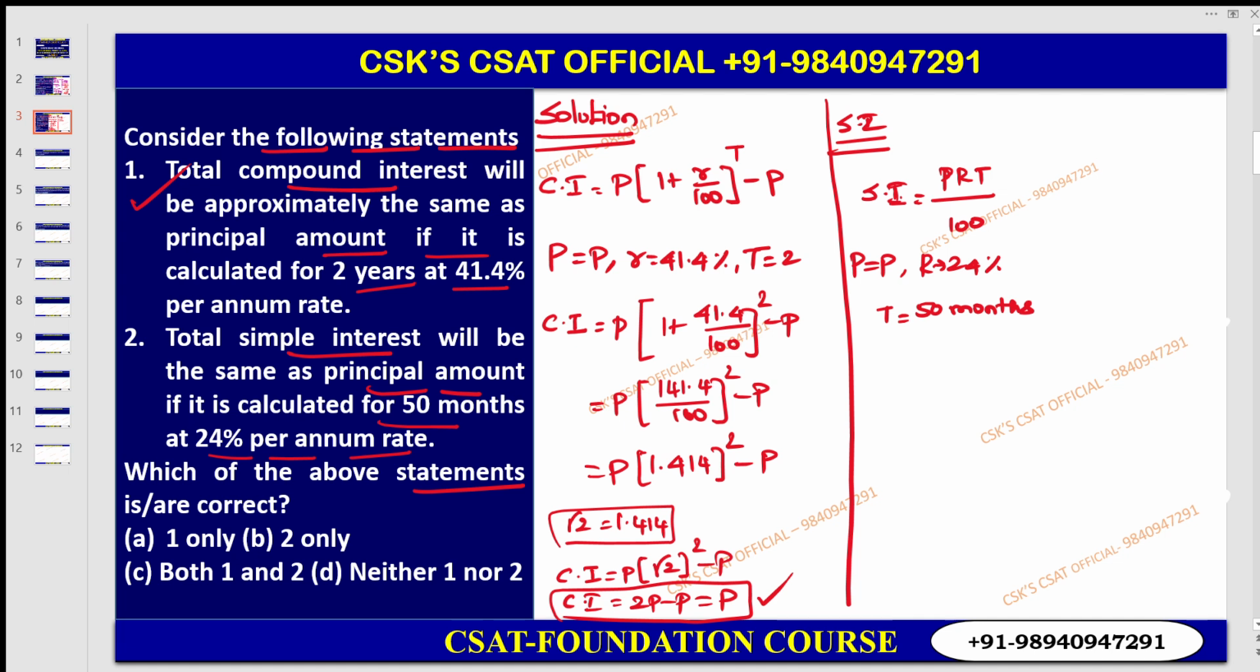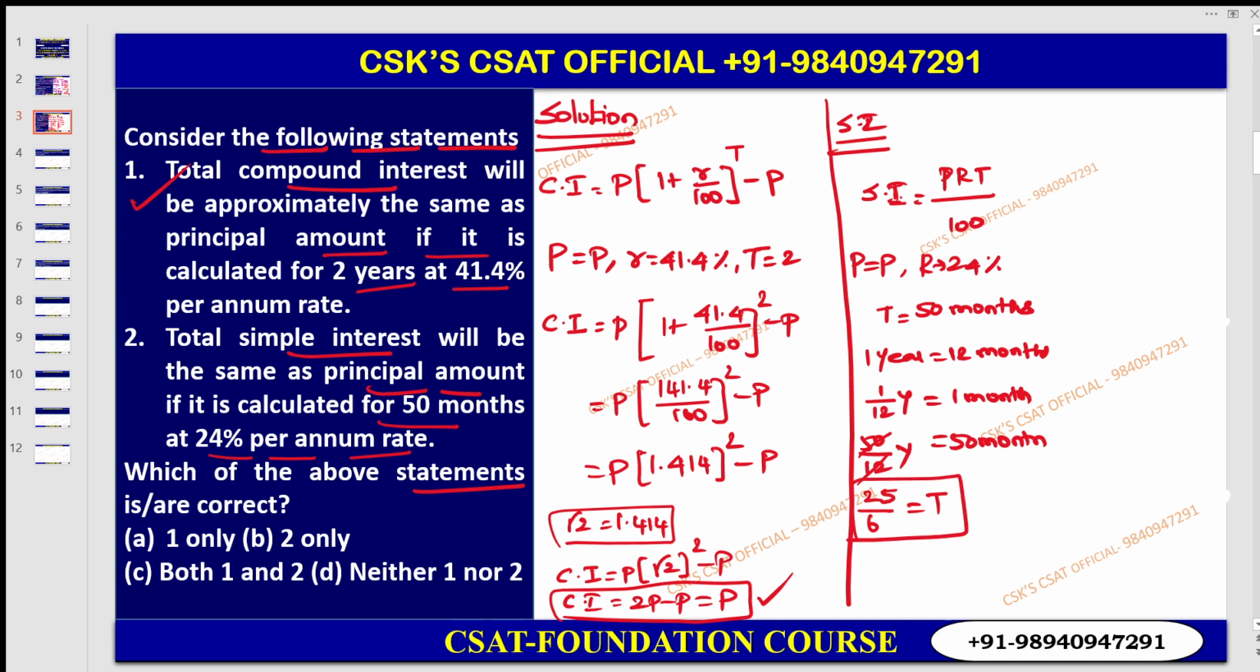Okay, first of all, because that percentage is provided as 24% per annum rate, please go through that also. One year is nothing but 12 months, right? So 1 by 12 year is nothing but 1 month. So here 50 months is equal to 50 by 12 year. The 50 by 12 you can cancel, which is nothing but 25 by 6, right? So let us take T as 25 by 6.